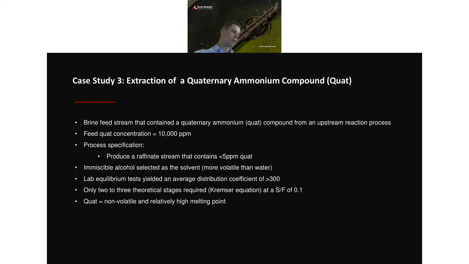The alcohol that was selected as a solvent immiscible with the feed was more volatile than water. So downstream solvent recovery steps would probably be distillation. Lab equilibrium tests that were done in advance yielded an average distribution coefficient of greater than 300. Because that's so high, not a lot of theoretical stages were going to be required here. We did a quick evaluation with the Kremser equation to determine a solvent to feed ratio of 0.1 would probably be sufficient.